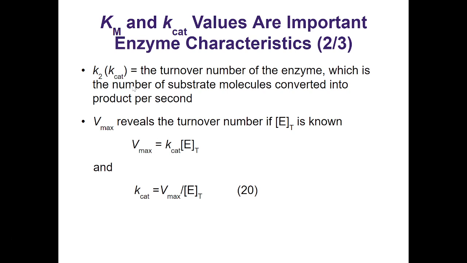So K2 times Kcat, cat being the catalyst, is the turnover number of the enzyme, which is the number of substrate molecules that can be converted into product per second. This is how fast it can do the reaction going forward. Vmax is going to reveal the turnover number. E total is known. So if we can figure out E total, we know how much enzyme is in our system, and we can get the rate of our catalyzed reaction. And that would actually just be Vmax.